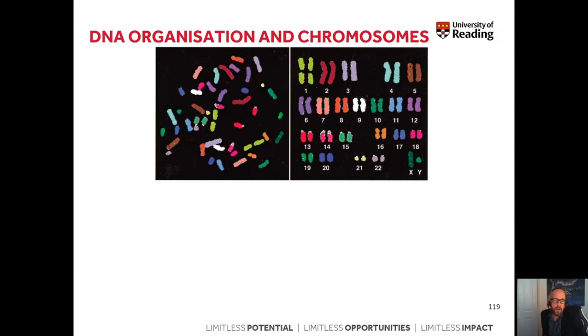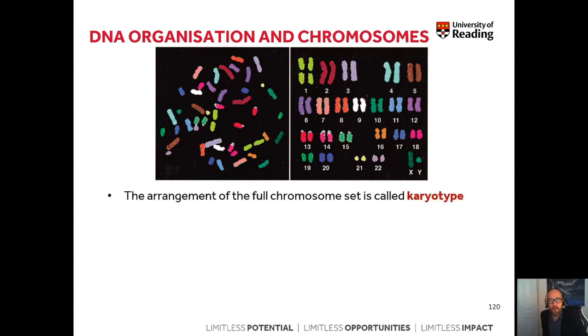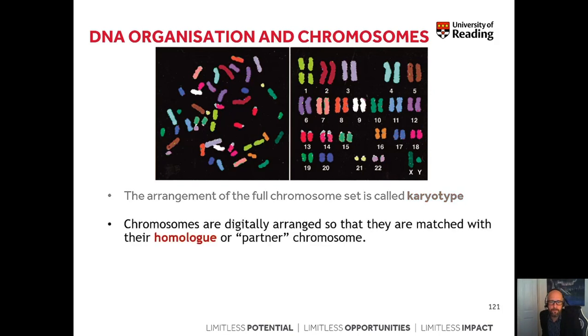We will have a dedicated lecture on mutations later on, but for now it is just important for you to remember that those M phase chromosomes are a very useful tool because we can look at the arrangement of the full chromosomes, and the full arrangement of the chromosomes in a cell is called karyotype.